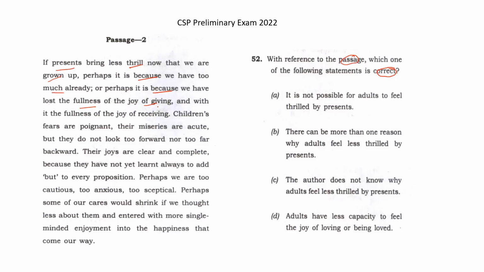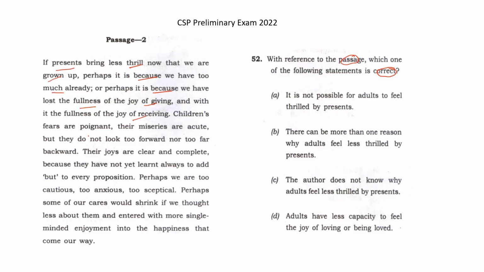Okay, and with the fullness of the joy of receiving. So we don't have that fullness, that happiness, or that satisfaction of the joy of giving or the joy of receiving. That is why we find less thrill in presents. This is about adults. Now you have children.